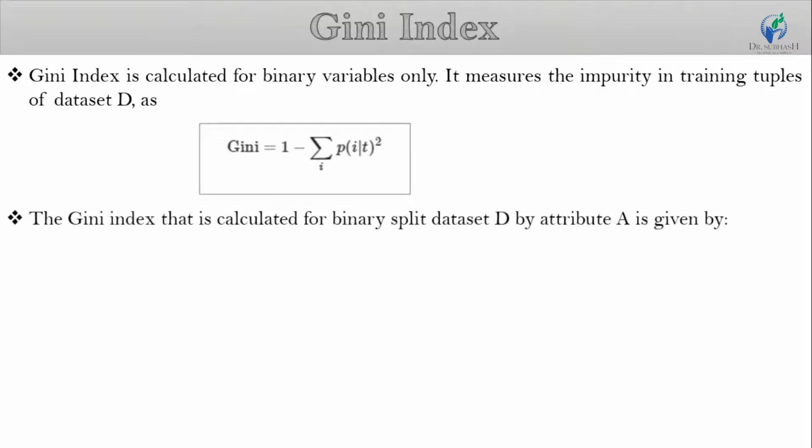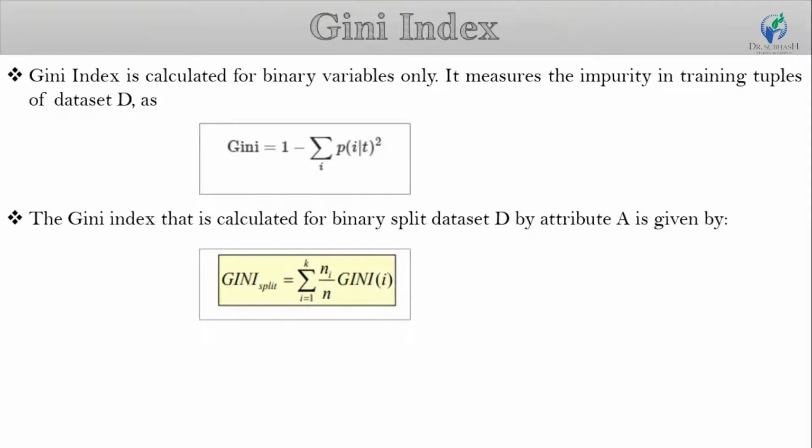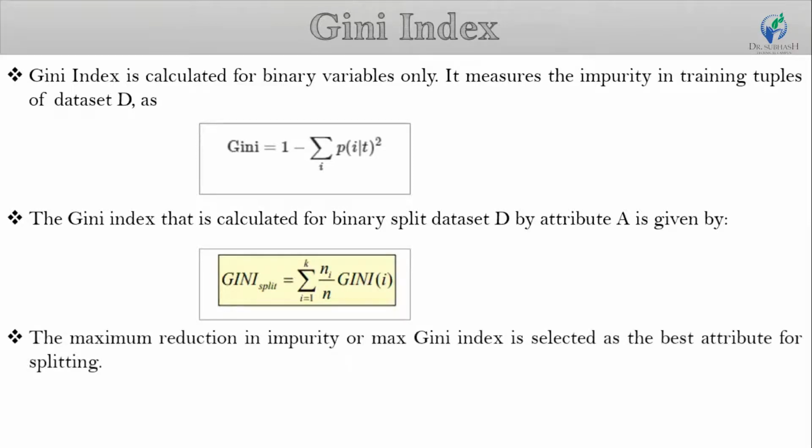For that, the Gini index that is calculated from a binary split of dataset D by attribute A is given by this formula: Gini split is equal to summation of I equals 1 to K of n of I divided by n multiplied by Gini of I, where n is the size of the partition of the dataset D. The reduction in impurity is given by the difference of the Gini index of the original dataset D and the Gini index after partition by attribute A. The attribute with the maximum reduction in impurity is selected as the best attribute for splitting.